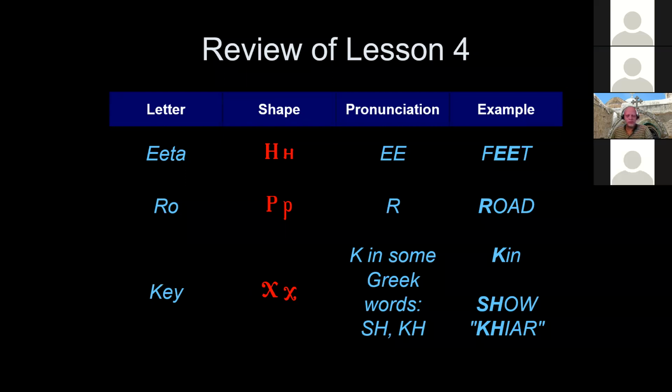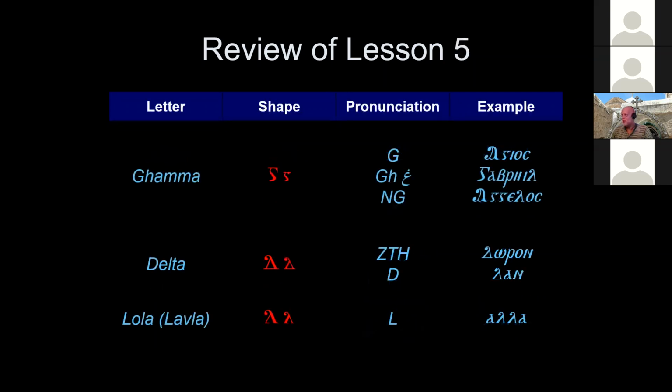Yeah, it is Ita, which is pronounced as E, Ro, which is pronounced as R, Ki, which is pronounced like K. T. And then in some Greek words, it's pronounced like a sh, or like a kha, like the Arabic kha. Good, thank you.